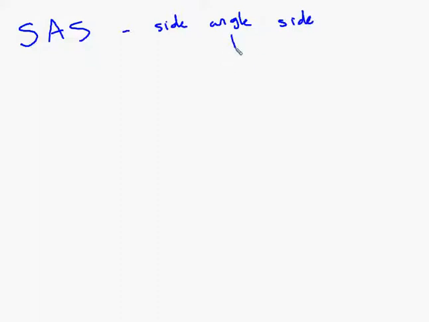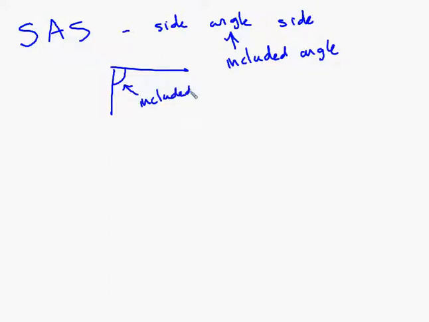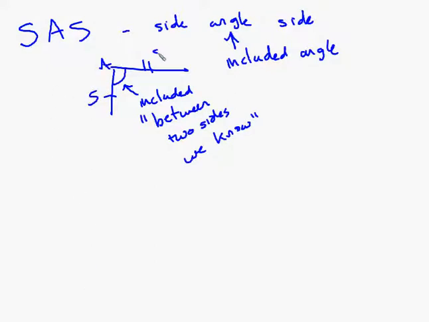And what we mean here is that the angle is included. It's an included angle. So as I take a look at my diagram here, this is an included angle, meaning it's between two things I know. Okay? It's between, so I have a side, I have my angle, and I have my side. The angle is included. It's between two other things that I know are congruent.